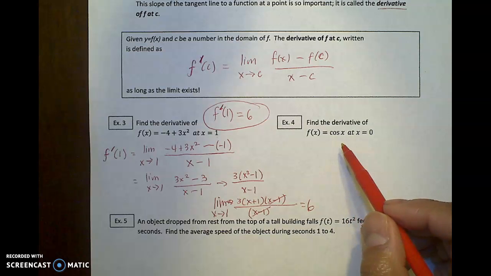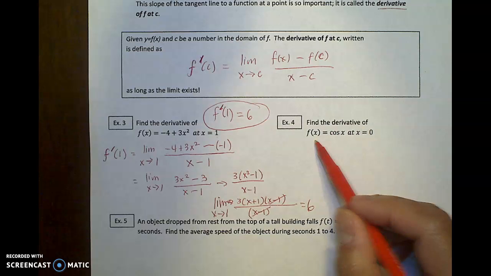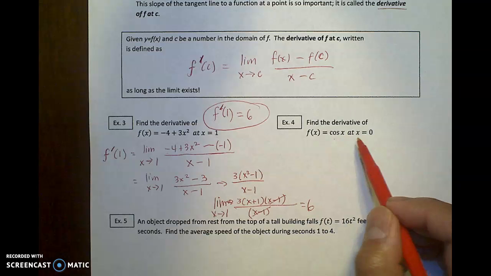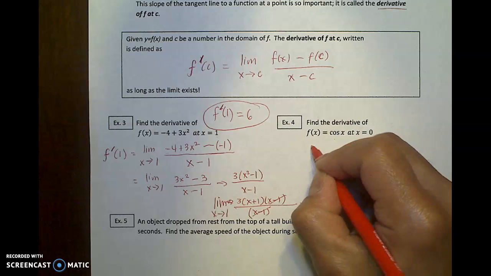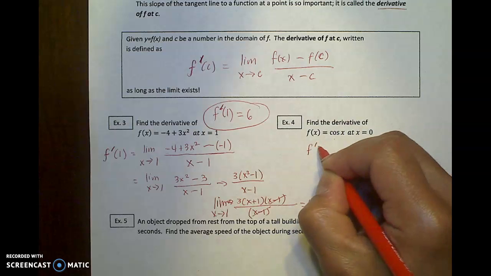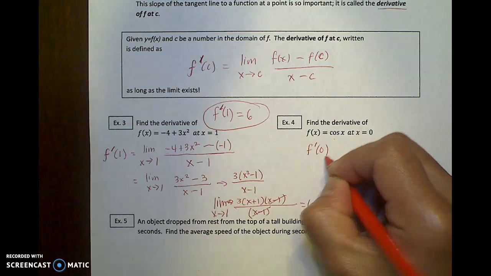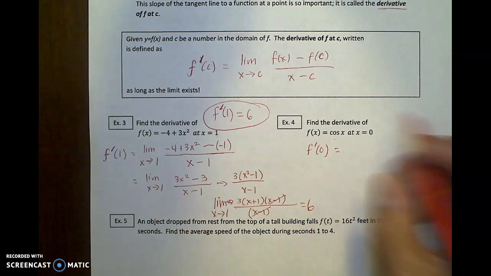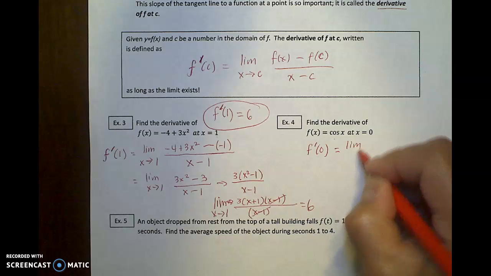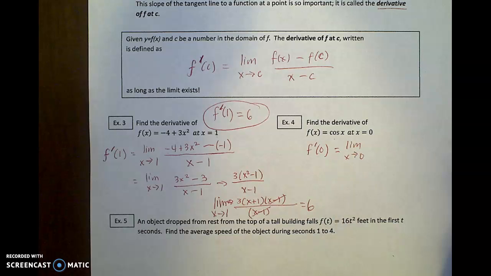Let's move on to example number 4. We want to find the derivative of this function, which is a cosine function, as x approaches 0. So we want to find the derivative as x approaches 0 for this function. That's the same as finding the limit as x approaches 0.